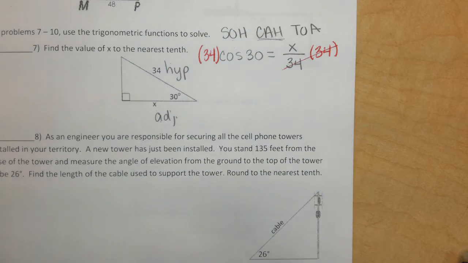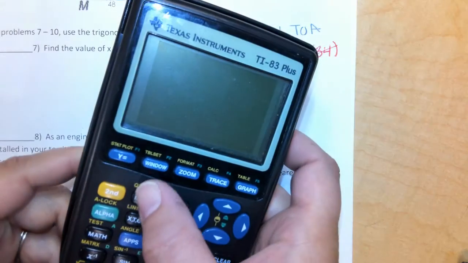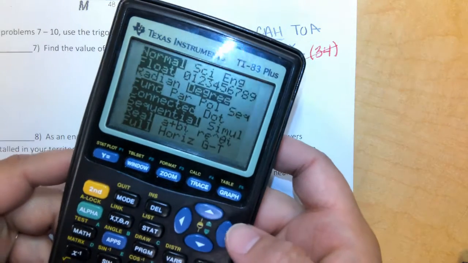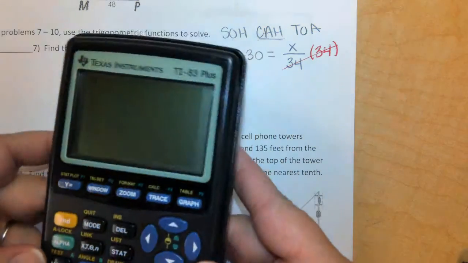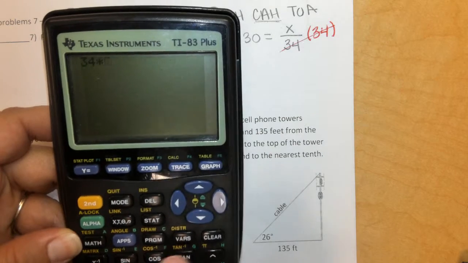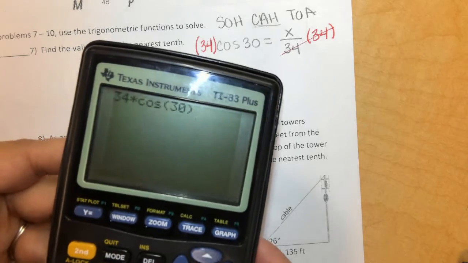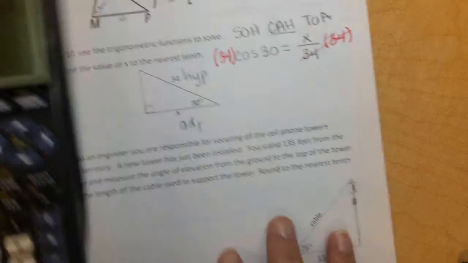So one, I would make sure that my calculator is in degrees. Okay, so you would have to click mode. And as you can see right here, it's in degrees. Okay, then I would type in 34 times cosine of 30. And this gives me 29.44.